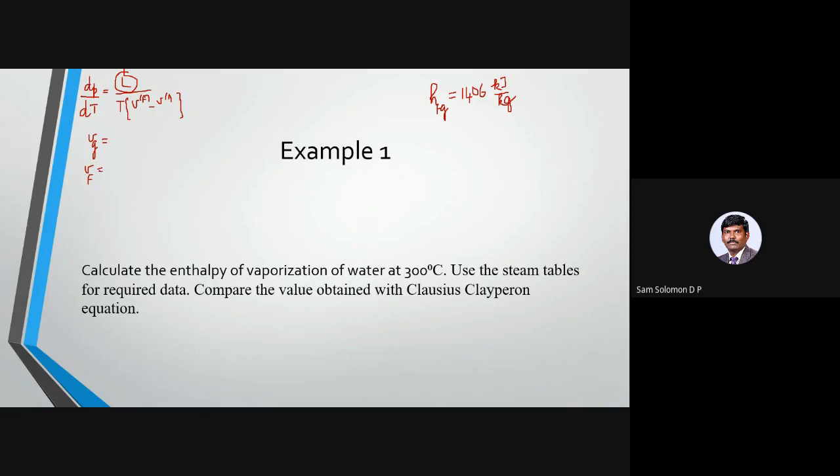If you look at the steam tables, Vf is 0.001404. Immediately write the units. Most of you are not writing it. This is meter cube per kilogram. And what is Vg? 0.021649 meter cube per kilogram.